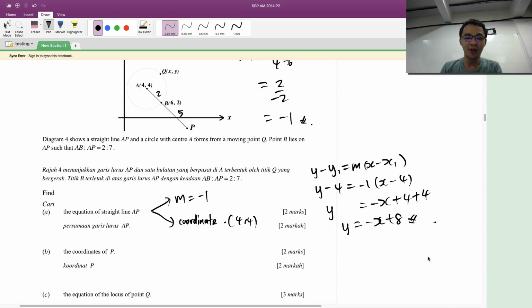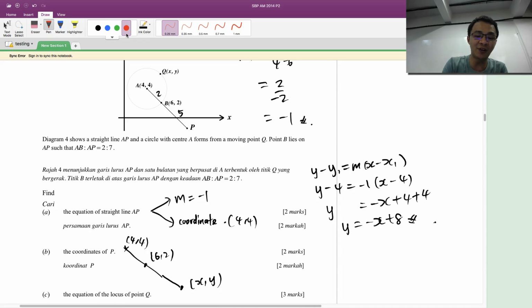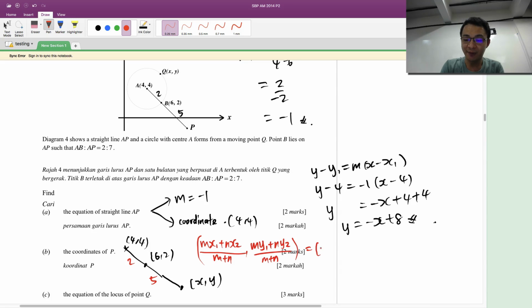Since you have the ratio already, you can use the ratio method. A over here we know is (4, 4). B is (6, 2). The last one, P, we do not know, I'm going to call it (x, y). And we have the ratio here, 2:5. In this case, you have to use the ratio formula: (mx1 plus nx2 over m plus n, my1 plus ny2 over m plus n) equals (x, y). This is the formula we use whenever we see the ratio thing. The (x, y) is the middle one.